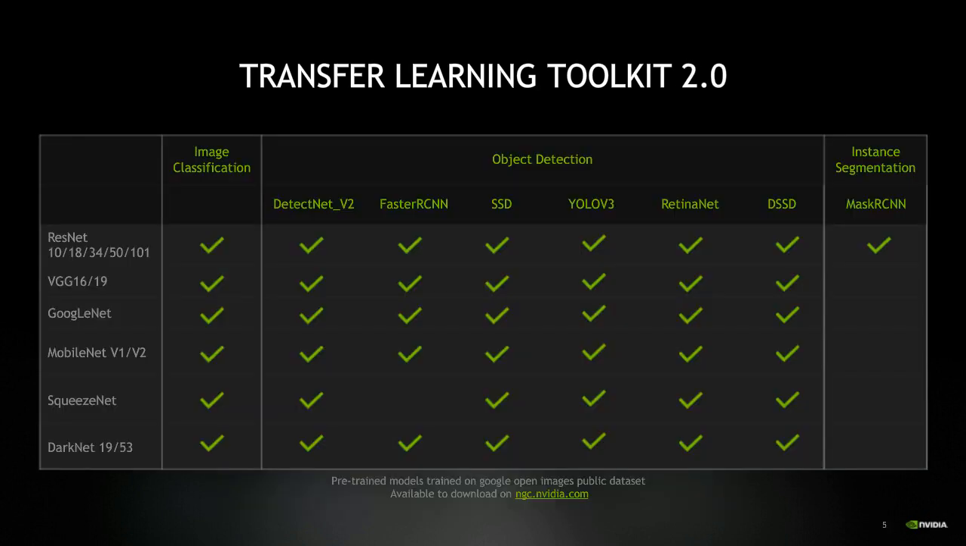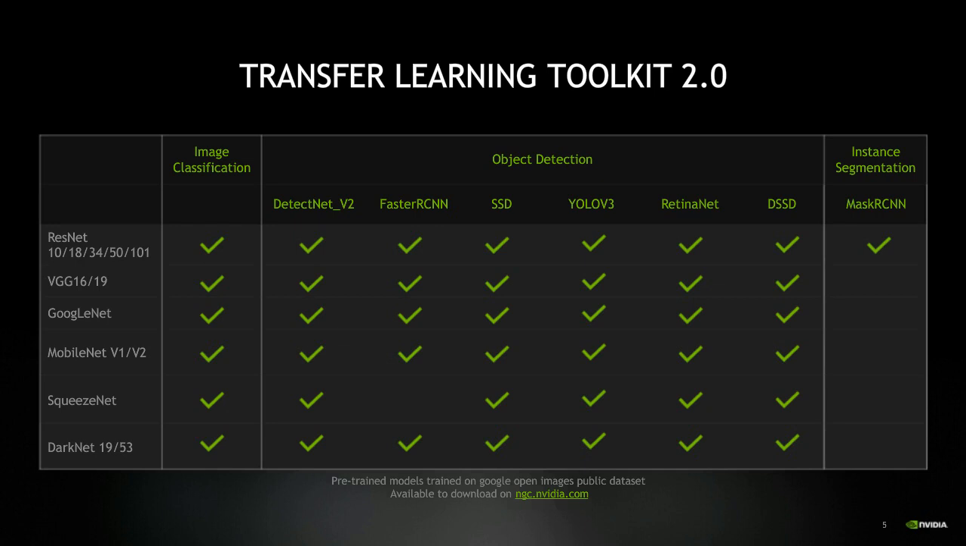The table in the slide shows all the different classification, detection, and segmentation network architectures that are supported in TLT. TLT 2.0 is our latest release, released in August of this year. For image classification, you can train all the popular ResNet models, VGG, GoogleNet, MobileNet, SqueezeNet, and DarkNet architectures. Developers can choose model architecture depending on use case, accuracy, and deployment platform.